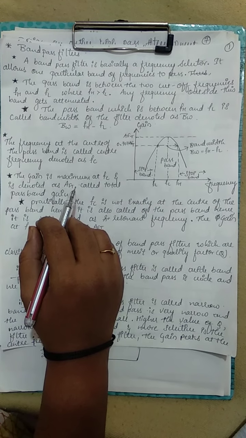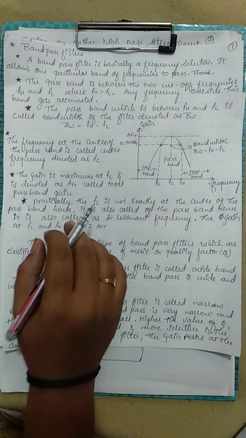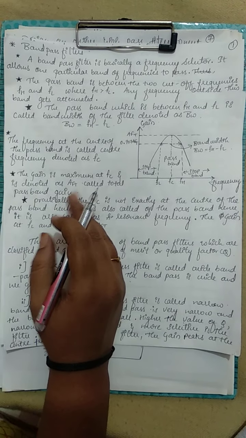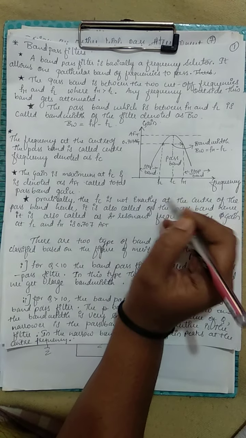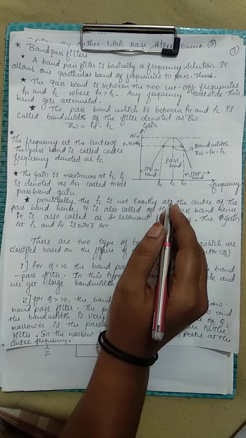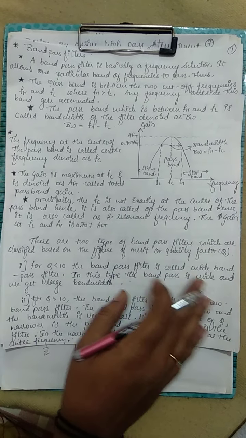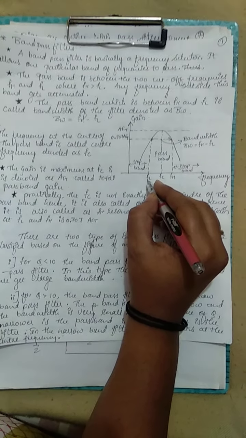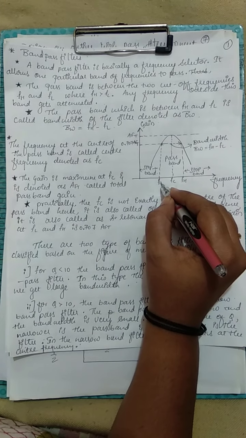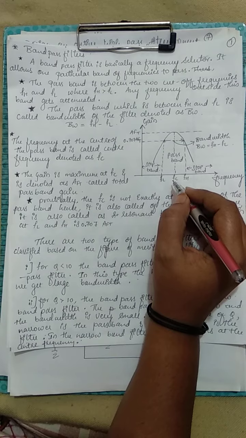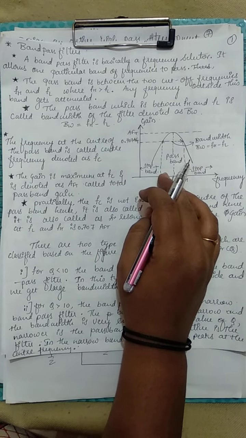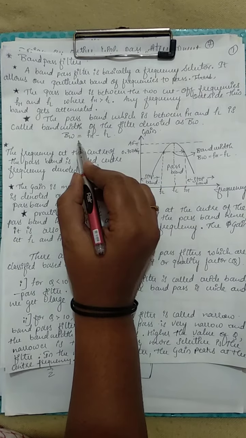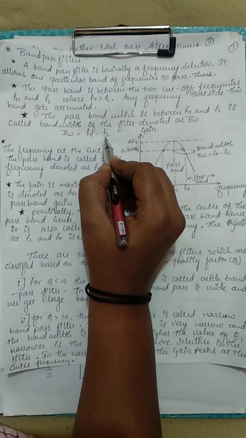The band pass filter is a frequency selector which allows only one band of frequencies to pass, and that too between two cutoff frequencies, that is FH and FL. The pass band between FH and FL is called the bandwidth of the filter. It is denoted as BW. So BW is equal to FH minus FL.